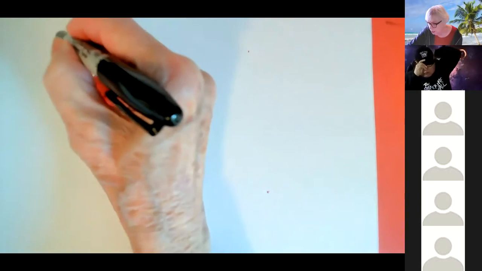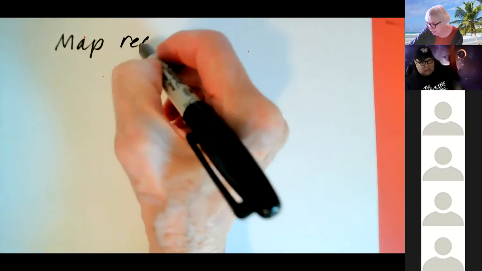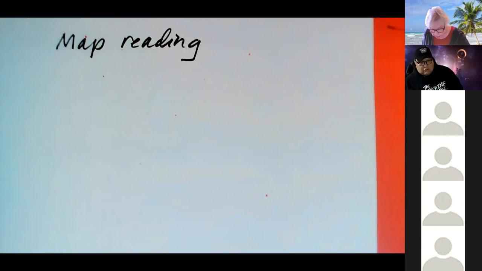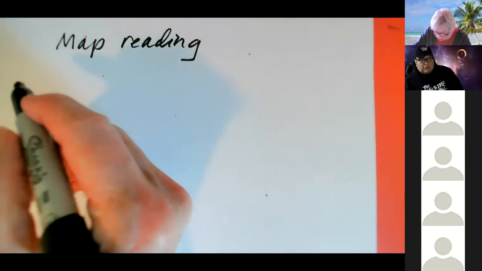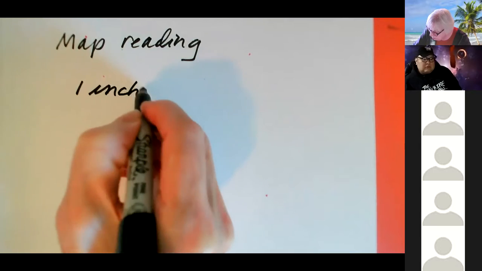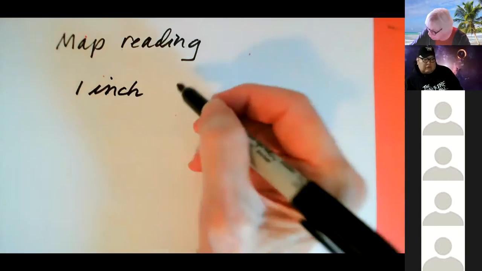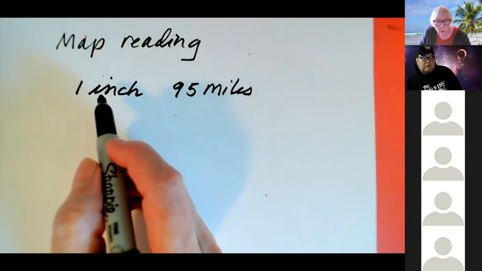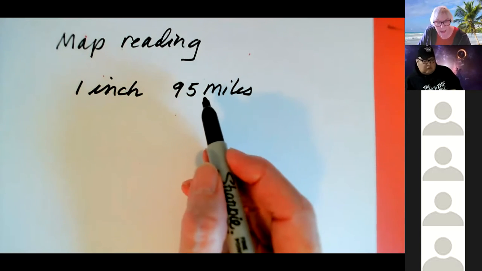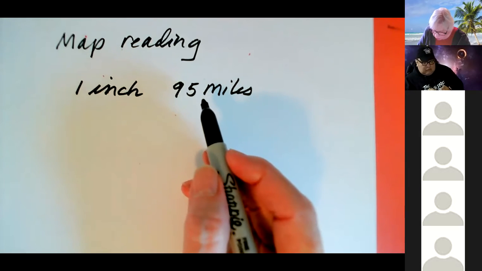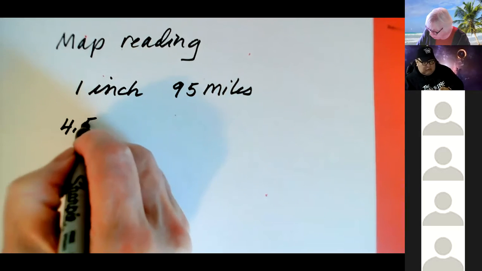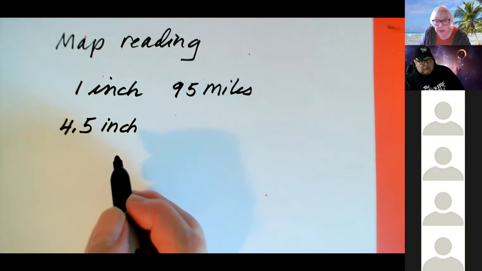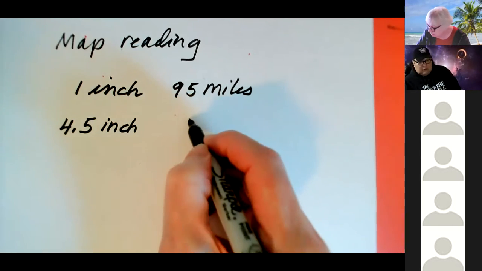Okay, here's another example. Map reading. Of course, now with technology, this is really not an issue anymore, but I'm still going to show you the problem. On the map, 1 inch on the map corresponds to 95 miles. Okay, 1 inch on the map. This is a paper map, 95 miles. If two cities are 4.5 inches apart, what is their actual distance? Obviously in miles.